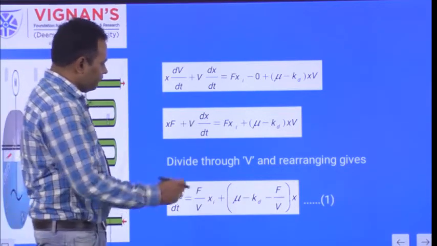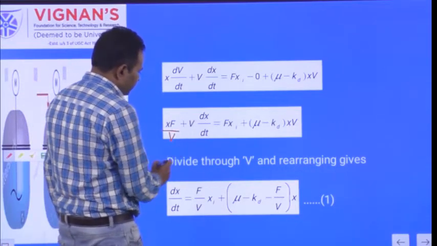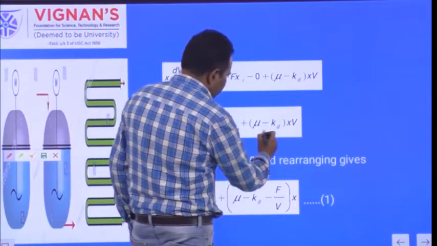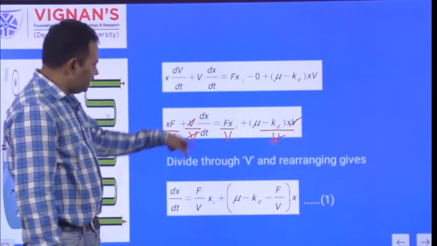Now divide this entire equation by V. When I divide this entire equation by V, F by V appears here, and here V becomes cancelled. Here also F by V, and here also V becomes cancelled. So from this one, solve for dx/dt.